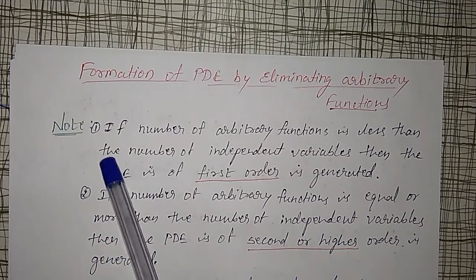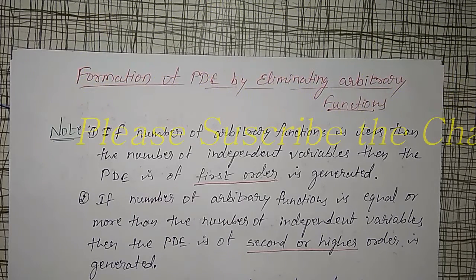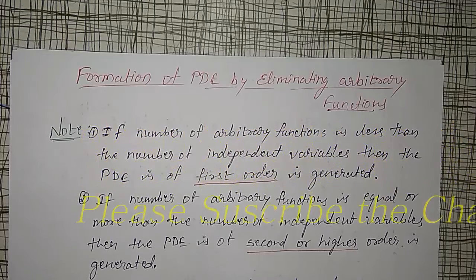Today again we are discussing the formation of PDE by eliminating arbitrary functions. Before starting with that, let me remind you about the order of a PDE. If the number of arbitrary functions is less than the number of independent variables, then we get a first order PDE. And if the number of arbitrary functions is equal to or more than the number of independent variables, then a PDE of second order or higher order will be generated.